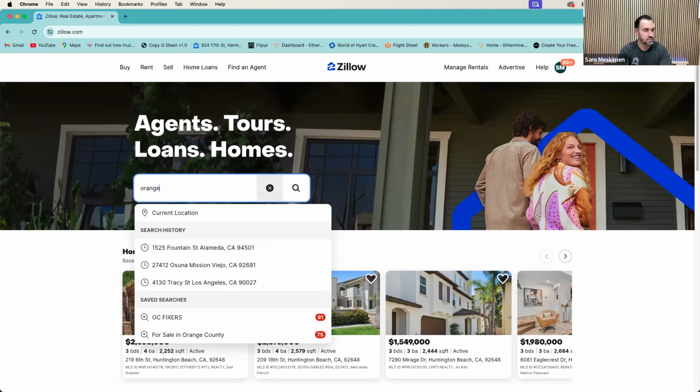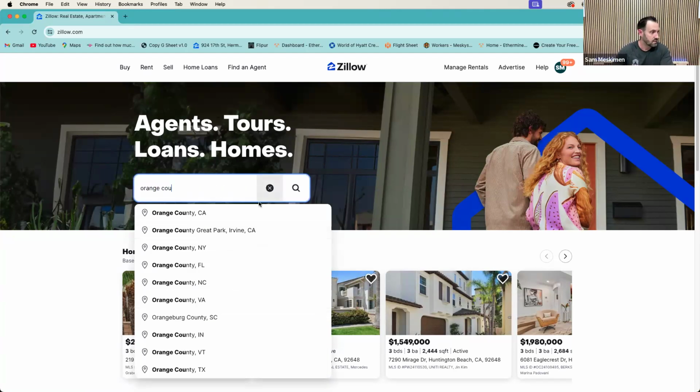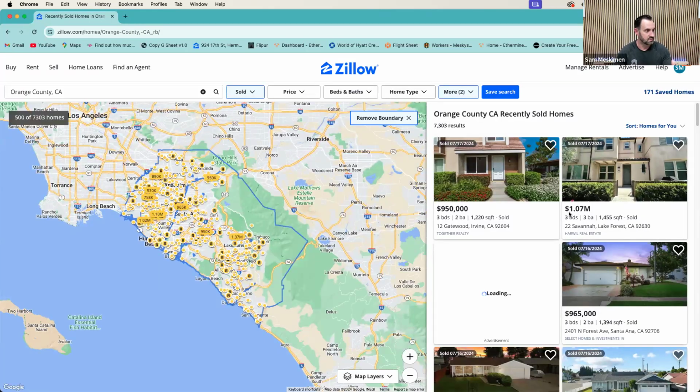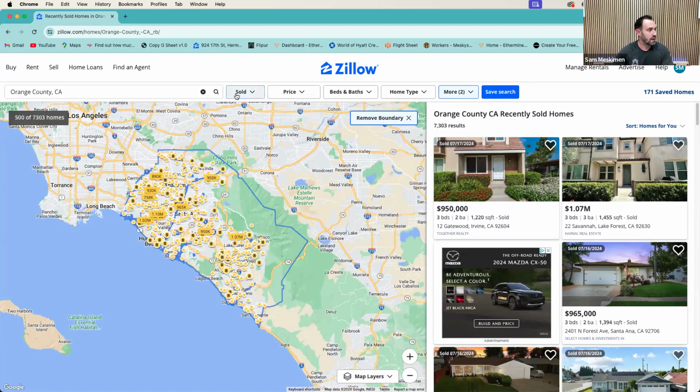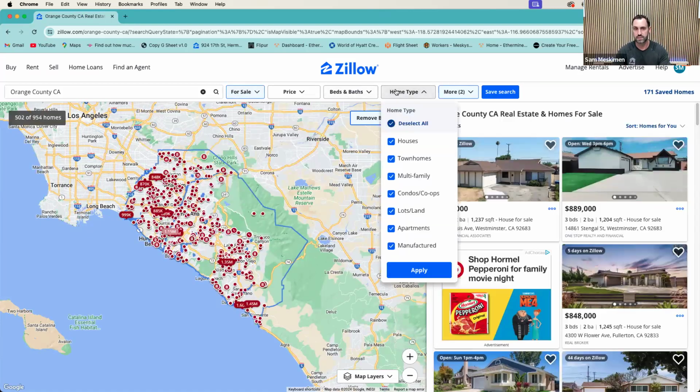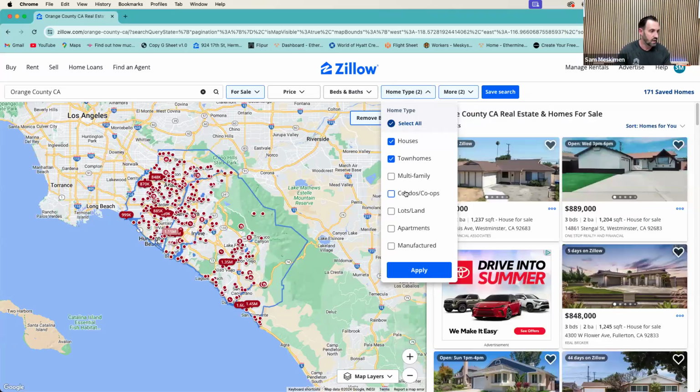So let's just say we want to do Orange County, because that was one of our buy boxes, and that's where I'm currently at, so even better. So now I want to look at properties that are for sale, and I'm going to go through and fill out the criteria of the buy box. I'm going to deselect these. Okay, they said on this buy box, yep, houses, townhomes, condos are okay.